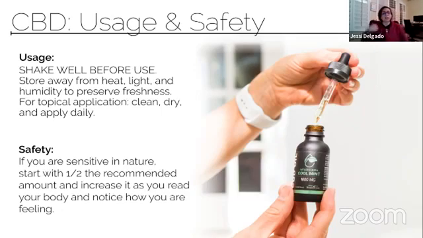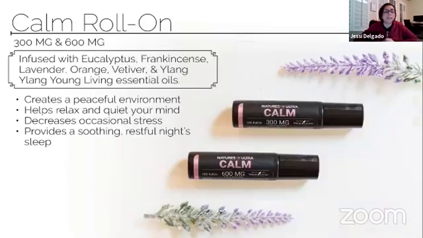Okay, so let me just talk to you about the different products that we have for CBD, okay? So first of all, let me talk to you about the Calm Roll-On. We have this in two strengths, 300 milligrams or 600 milligrams. So if you are starting, I would suggest the lower one, 300.